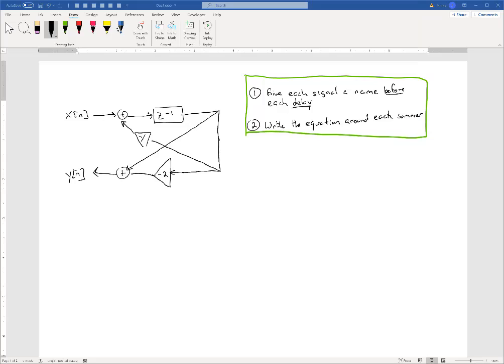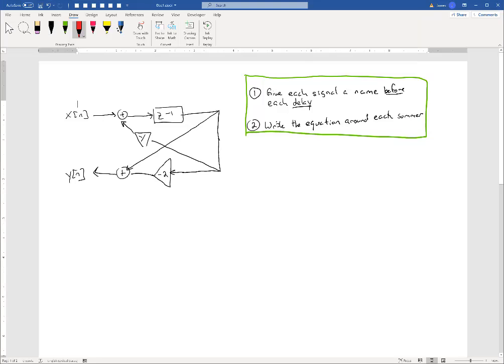Here's a problem I was asked by a student, how to derive a difference equation for this problem that was first shown in an early homework example. So remember the steps we go through to derive a difference equation. The first is you give each signal a name, a unique name before every delay. And the second is you write the equation around each summer. So let's do that for this problem.